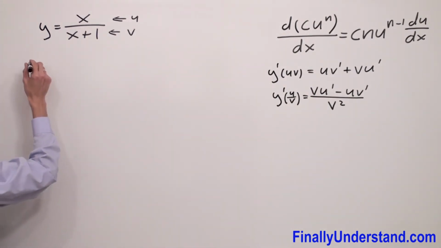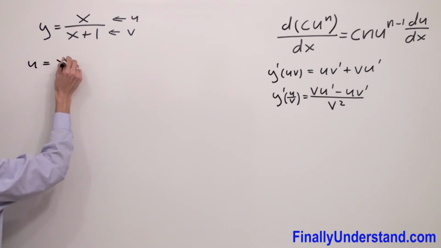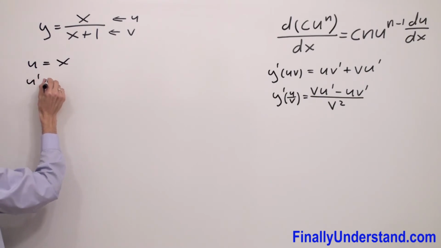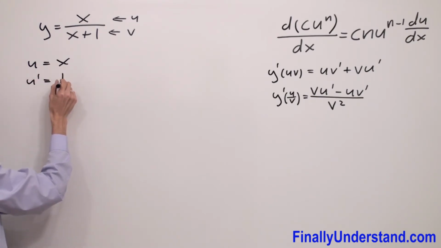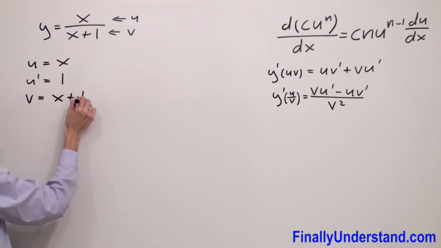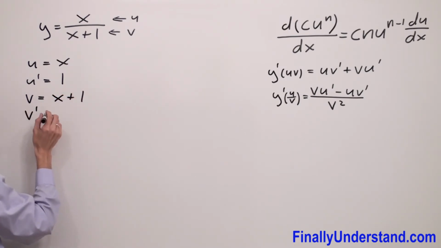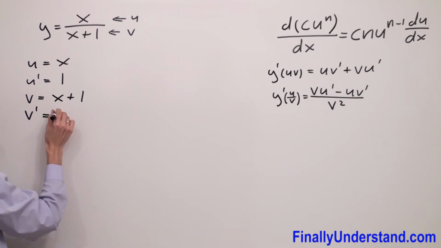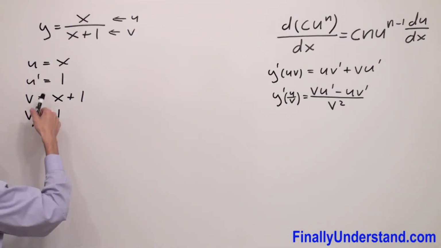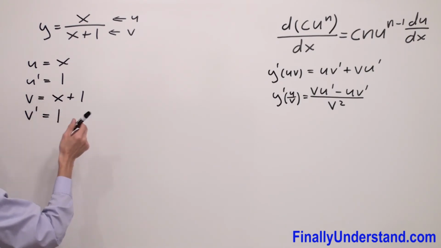So I have my u equals x. The derivative, u prime, is equal to 1. v is equal to x plus 1. v prime is equal to 1. So now we're supposed to plug whatever we obtain into the formula.